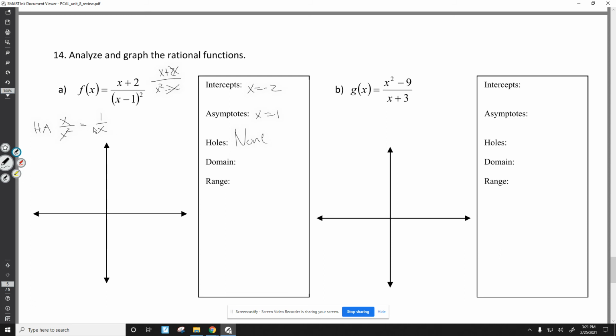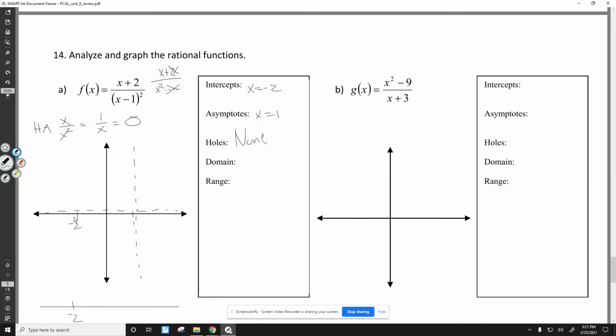If you plug in infinity in for x here, what happens? 1 over some super, super large number? That's 0. So that's important. y equals 0, horizontal asymptote. x equals 1, vertical asymptote. x-intercept at -2. Let's do the sign analysis and see what this looks like.